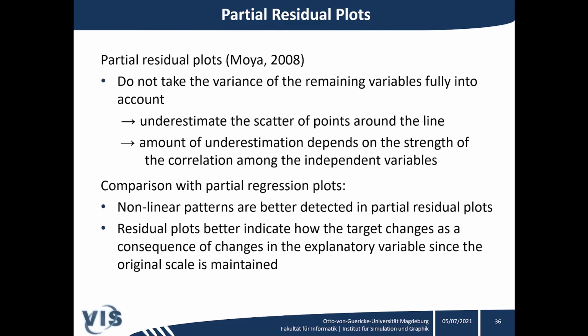However, partial residual plots do not take the variance of the remaining variables fully into account, so they underestimate the scatter of points around the line, where the amount of underestimation depends on the strength of the correlation among the independent variables. A comparison with partial regression plots shows that nonlinear patterns are better detected in partial residual plots. However, residual plots better indicate how the target changes as a consequence of changes in the explanatory variable, since the original scale is maintained.